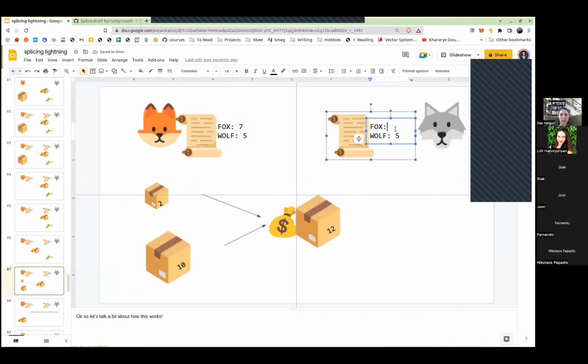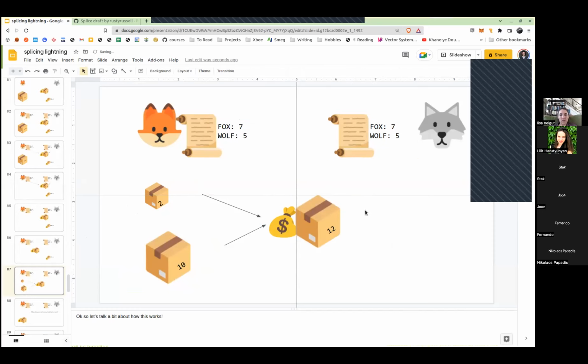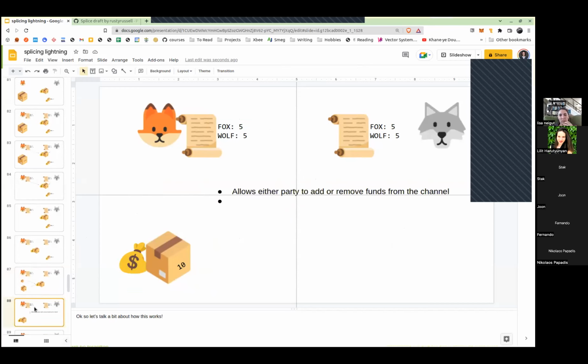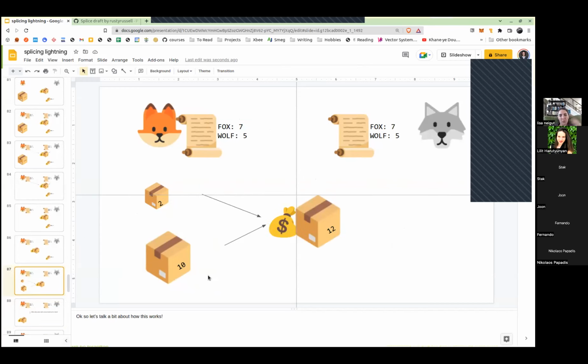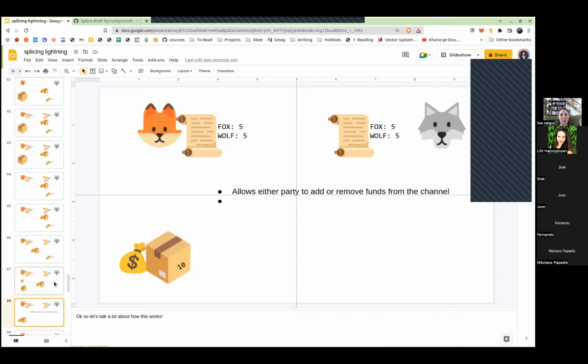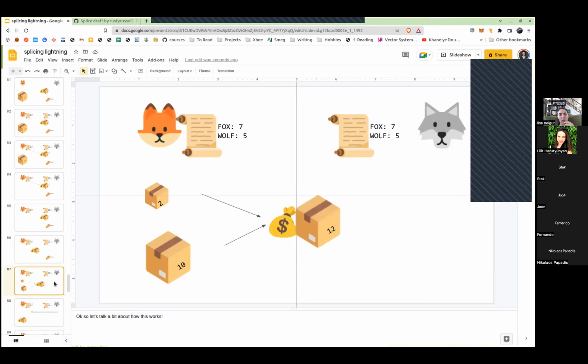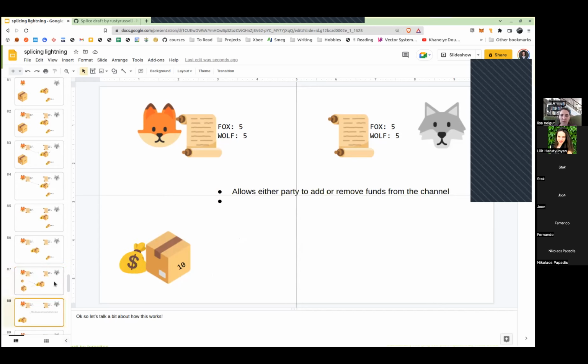Cool. So this is basically how you would splice in value to the network. Okay, so you can add funds, you can remove funds, you can add and remove funds at the same time. So Fox could add money in at the same time Wolf was splicing money out. It's pretty flexible in terms of who can add and remove stuff, and it all happens in one single transaction, which is pretty cool. So it allows either party to add or remove funds from the channel.